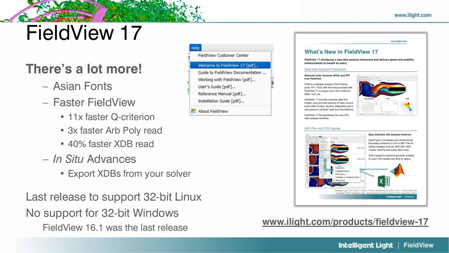So if you're interested in more of these new capabilities, full details can be obtained from our interface. If you go to the Help menu, you have direct access to our PDF, Welcome to FieldView 17. And then there's also the What's New in FieldView 17 document that can be obtained from our website. I've put the URL in the bottom right corner of this slide.